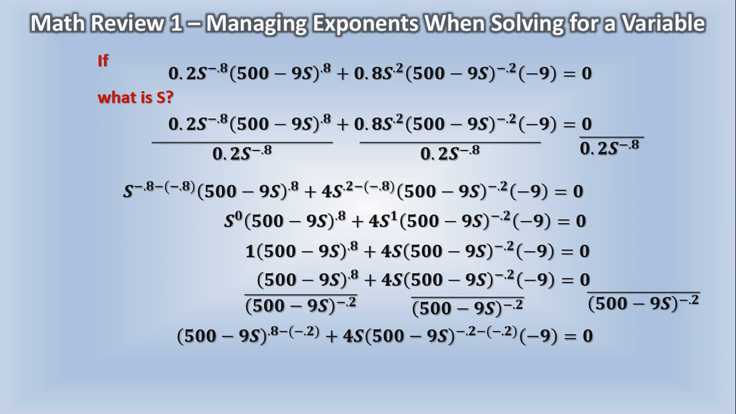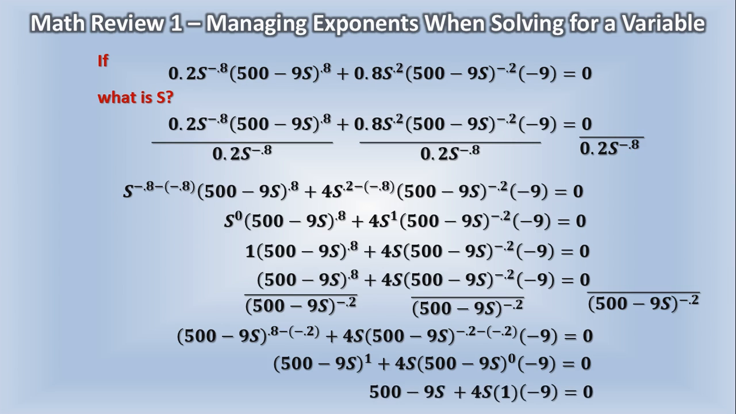And then you've got 4s times this term raised to the power of negative 0.2 minus negative 0.2. So that's going to equal this term raised to the power of 0, and anything raised to the power of 0 is equal to 1. So that's going to drop out. So we're going to be left with this term raised to the power of 1. That's going to equal 1. So you got 500 minus 9s plus 4s times negative 9. So that's what we have there.